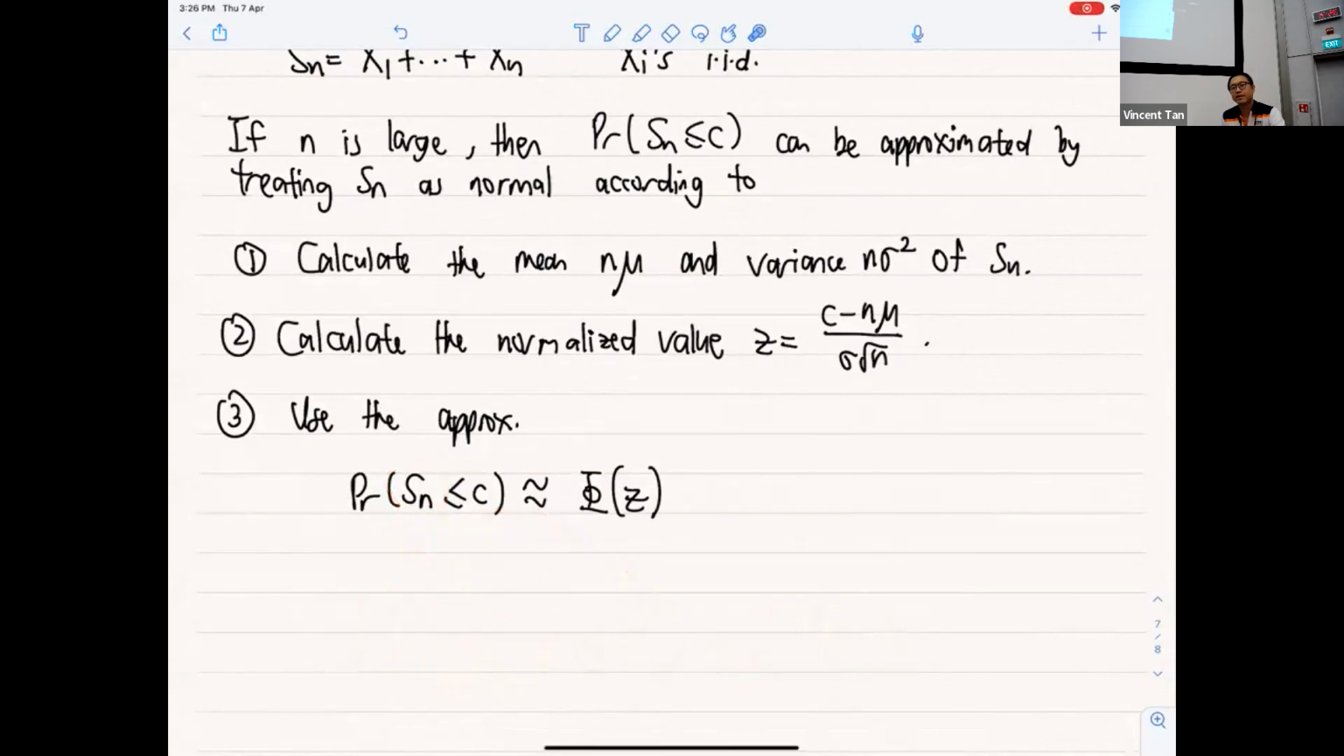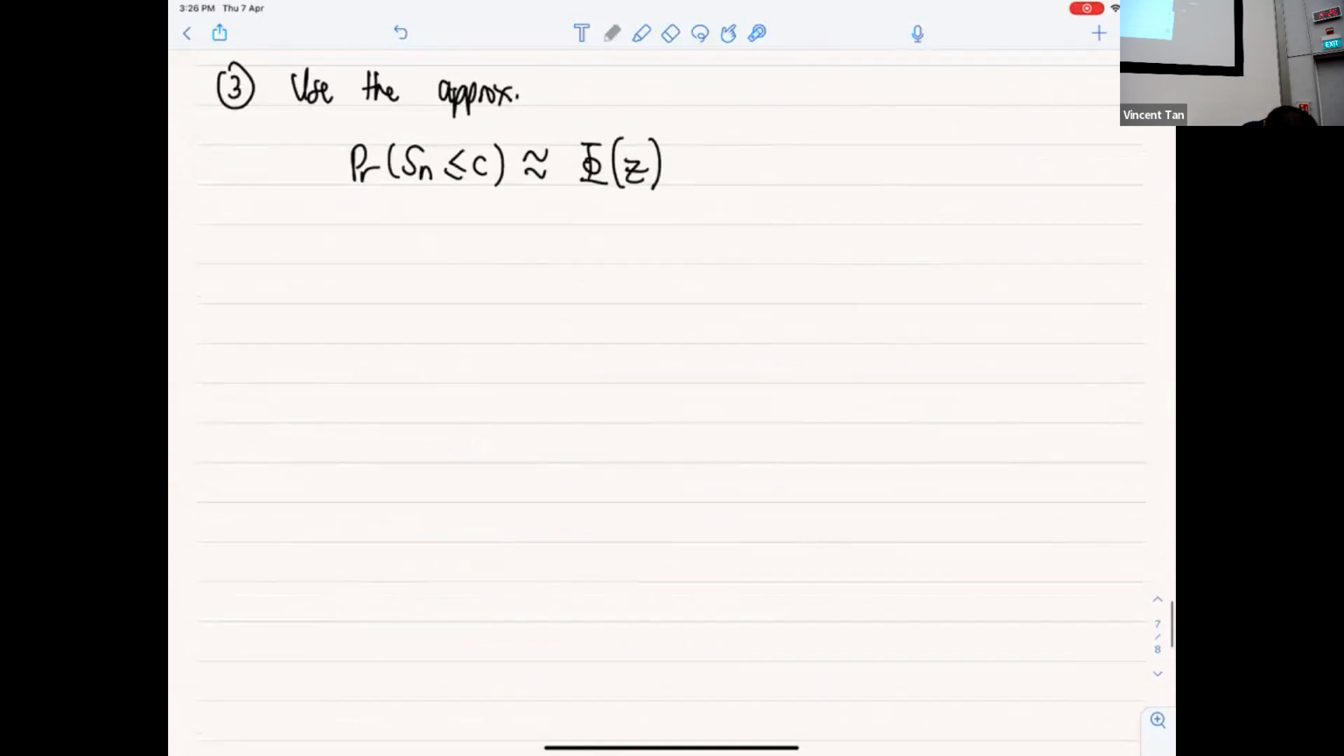So that's a quick and easy approximation. Okay? All right. Understand? Okay. So let's do a couple of examples.